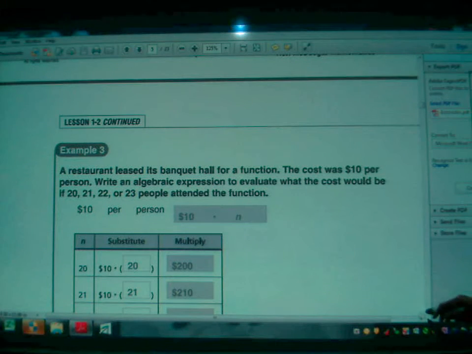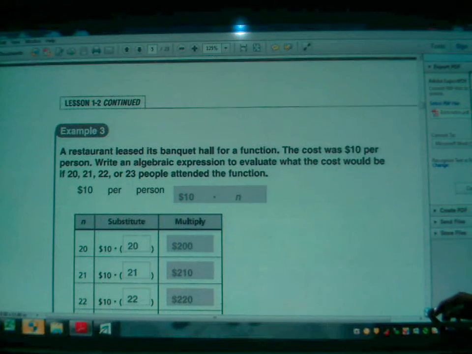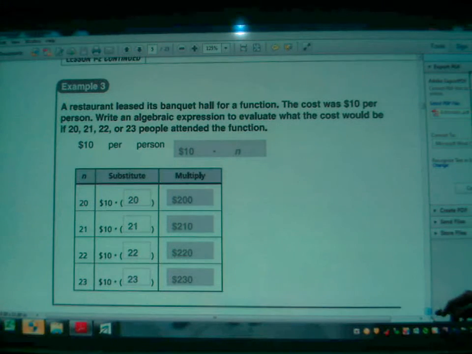Okay, let's take a look at the next example here. In this next example, it says a restaurant leased its banquet hall for a function. The cost was $10 per person. And we're supposed to write an algebraic expression to evaluate what the cost would be if 20, 21, 22, or 23 people attended the function.